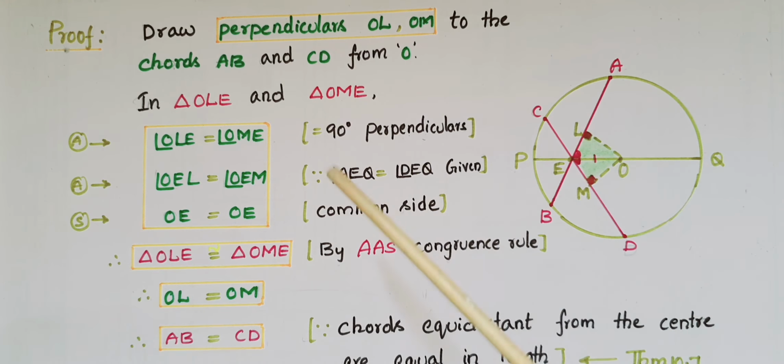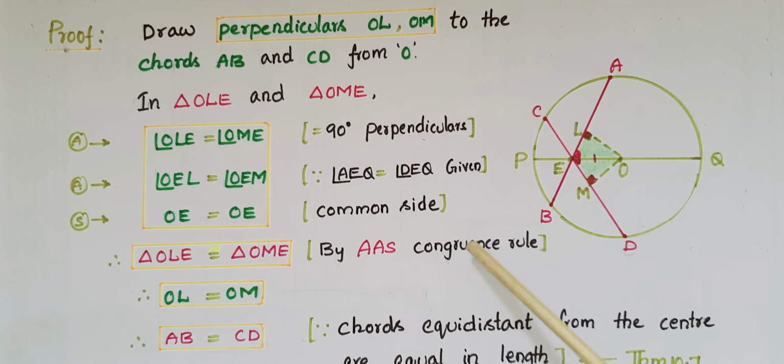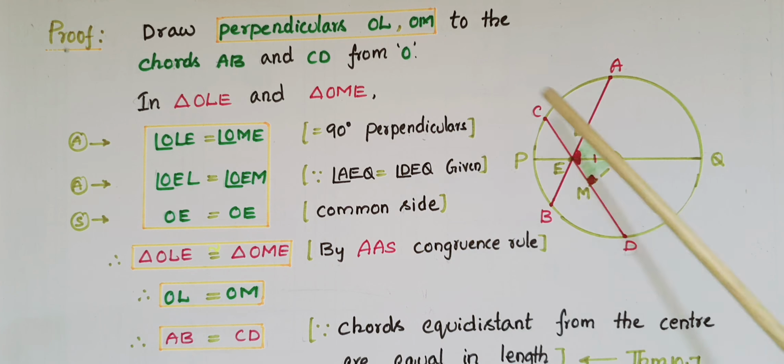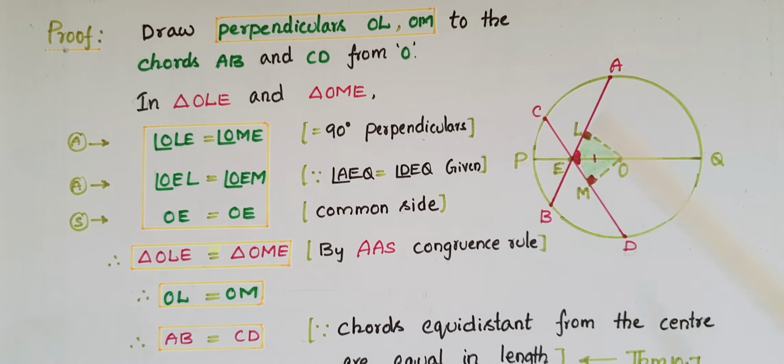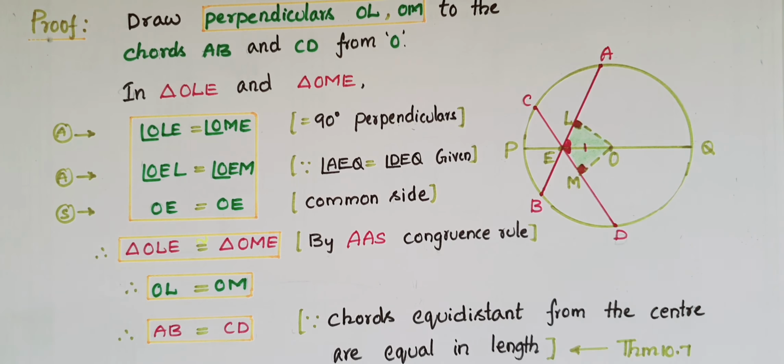Therefore, by the AAS congruence rule, because two angles and a side of this triangle are equal to two angles and a side of this triangle, triangle OLE is congruent to triangle OME. Once these two triangles are congruent, we can equate the corresponding parts of these two triangles. Therefore OL is equal to OM. Therefore these two lengths are equal, so AB is equal to CD. These two chord lengths are equal because by theorem 10.7 we know that chords equidistant from the center are equal in length.